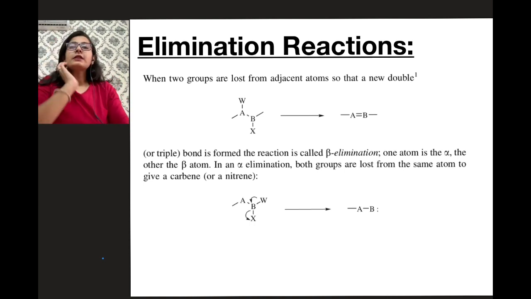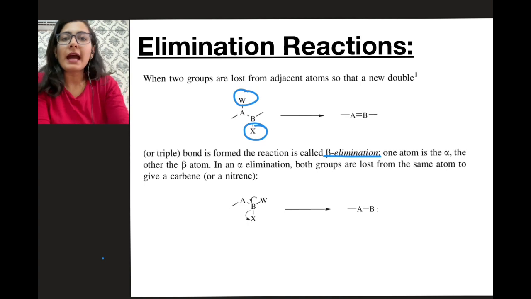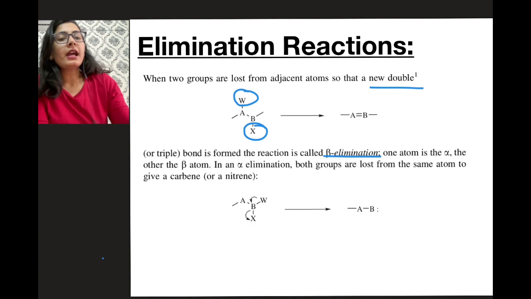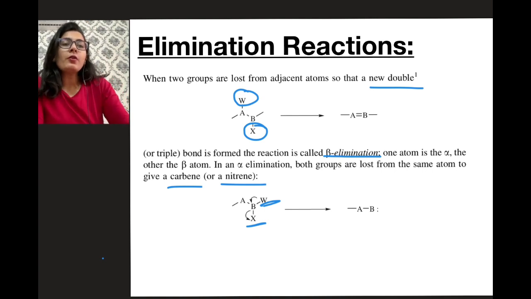First thing, when we talk about elimination reaction, we have 2 types of mechanism. The first one is the beta elimination reaction, where, as you can see, 2 groups are being lost from adjacent carbon atoms, which gives us a new double bond. Similarly, if 2 groups are leaving from the same atom, that is from B over here, that gives you a carbene, and sometimes a nitrene if it is a nitrogen. So these are the 2 general types of elimination reaction that we usually see, beta elimination and alpha elimination.